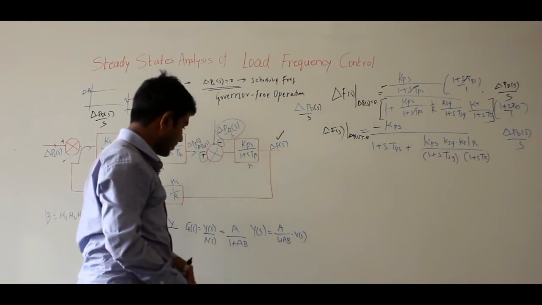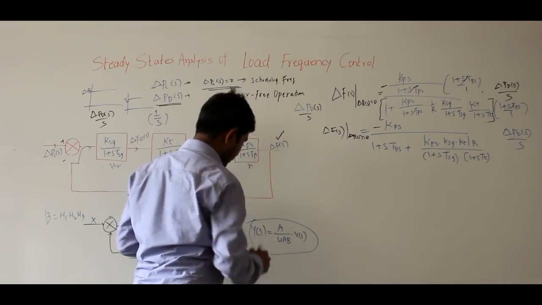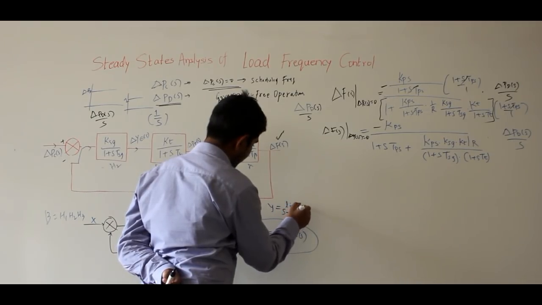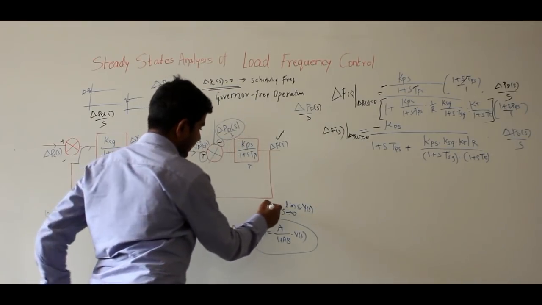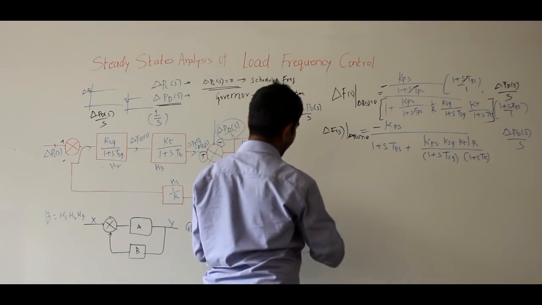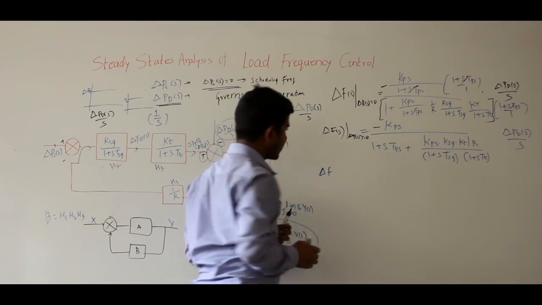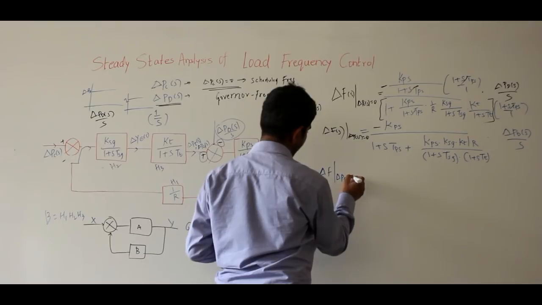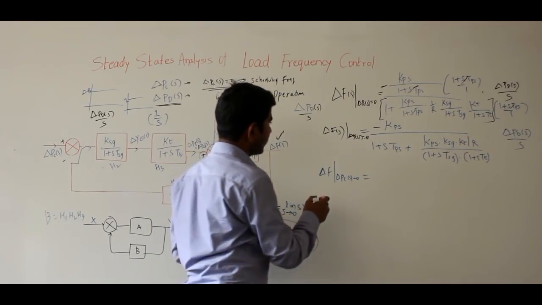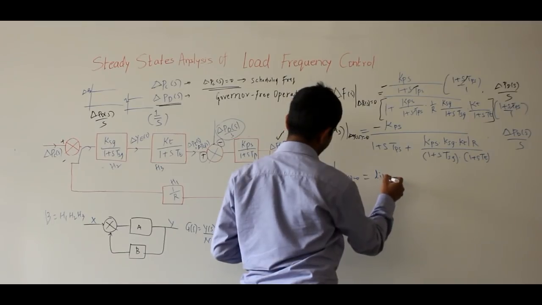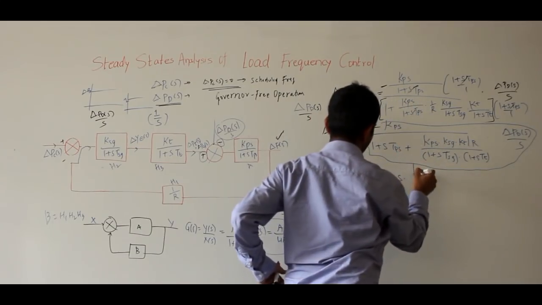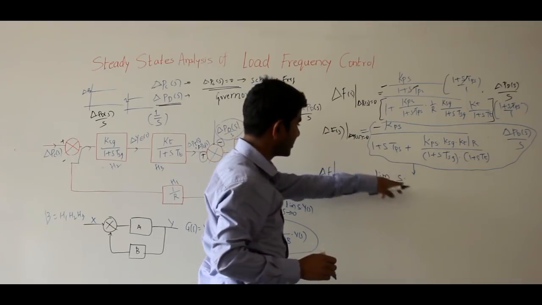Now in order to find the steady state of this function, that is the steady state of the output Y, your Y will be given by the steady state limit S tending to 0 of S into Y of S. Similarly here we can write delta F as the steady state change in frequency at delta PC equal to 0. It will be equal to limit S tending to 0 of S into this whole term, so that you can have delta F of S at delta PC of S is equal to 0 here.